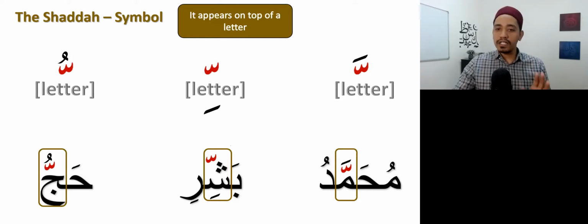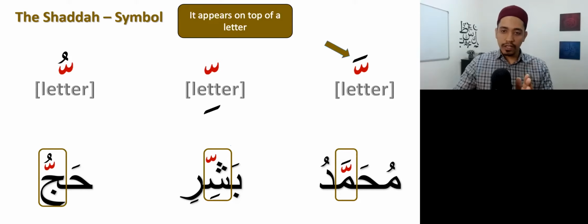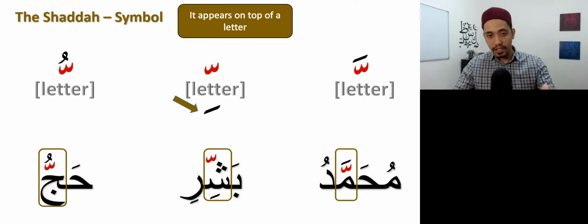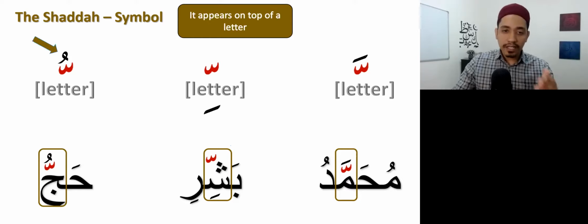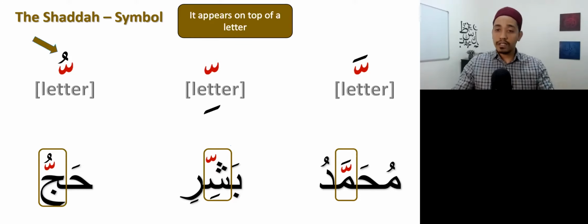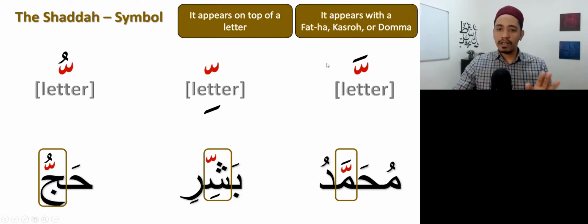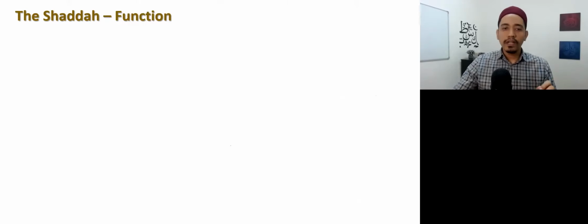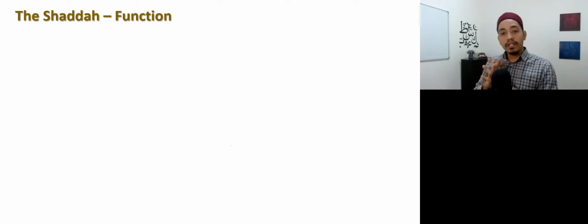Secondly, we see that in each scenario, it has one of the harakat. So it might appear with a fatha on a letter. The letter might have its fatha and the shadda is there. Or the letter has its kasra, the shadda is there. Or the letter has a dhamma and the shadda is there. So these are the three scenarios that you will have when you see a letter with a shadda. The letter will either have a fatha, kasra, or dhamma. So it appears with a fatha, kasra, or dhamma. That's in terms of the shape.